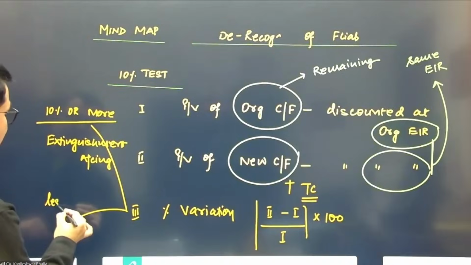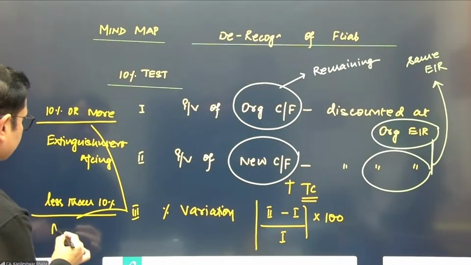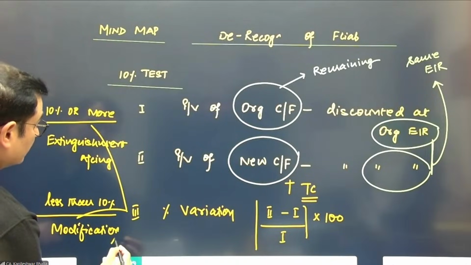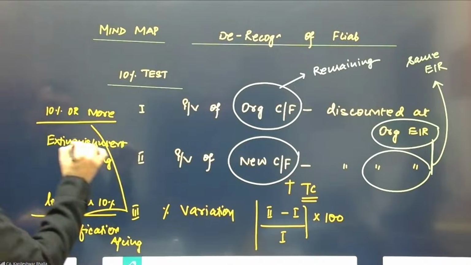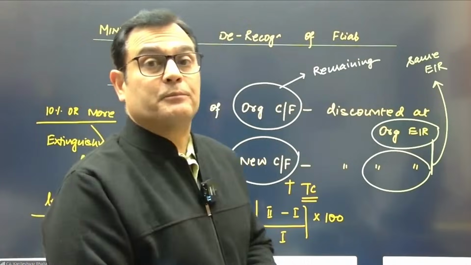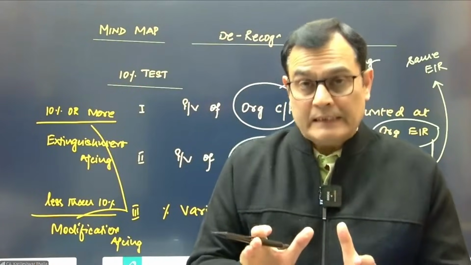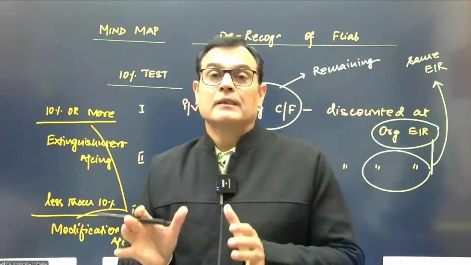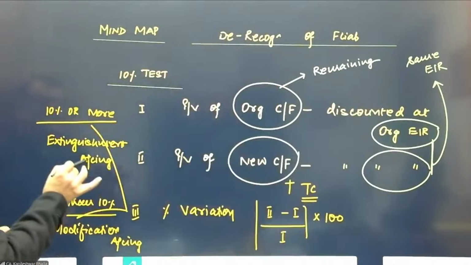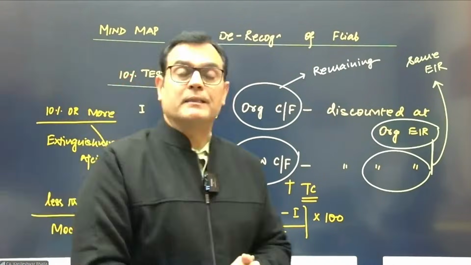And if it is less than 10%, not even 10, but less than 10%, then in this particular case, what we apply is called modification accounting. So what you need to keep in mind is that the 10% test will only help you to decide the kind of accounting. Let me overemphasize this part. The 10% test which you're going to conduct will only decide which kind of accounting would apply. Am I going to apply the extinguishment accounting or the modification accounting is decided by the 10% test.